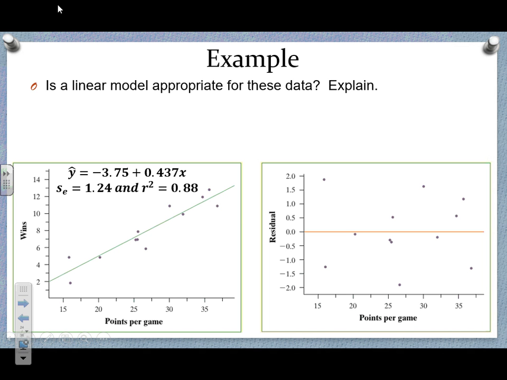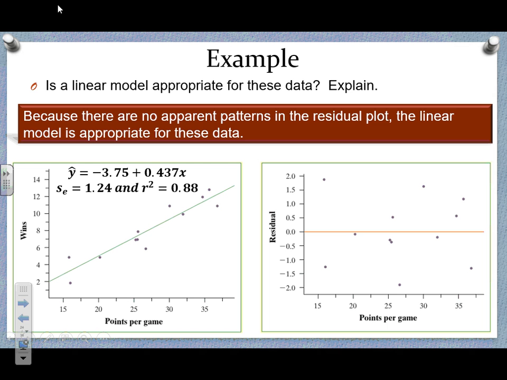So if we look at our residual plot over here, do we see any sort of curve or any sort of pattern emerge? No, for the most part, they're scattered kind of all over the place, right? So, because the residual plot doesn't have any actual patterns, we can say that a linear model is appropriate.